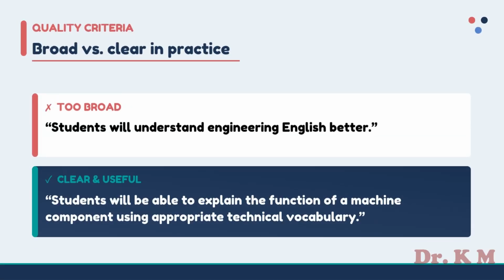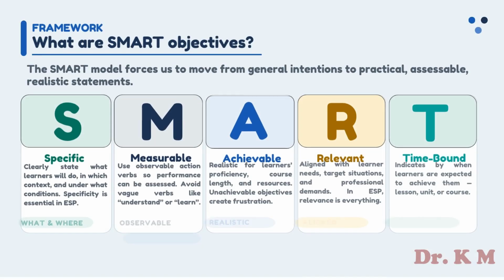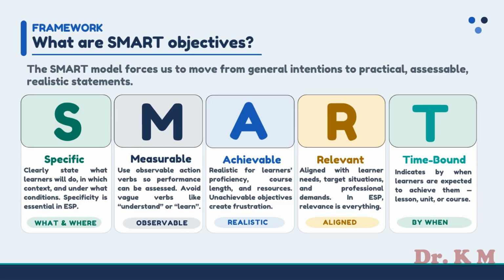For example, students will understand engineering English better is too broad. But students will be able to explain the function of a machine component using appropriate technical vocabulary is clearer and more useful. What are SMART objectives? One of the most widely used frameworks for writing strong objectives is the SMART model. SMART objectives are helpful because they force us to move from general intentions to practical, accessible, and realistic statements. SMART objectives are specific, measurable, achievable, relevant, time-bound.